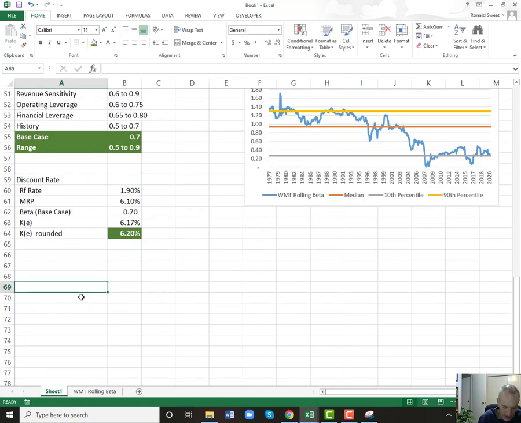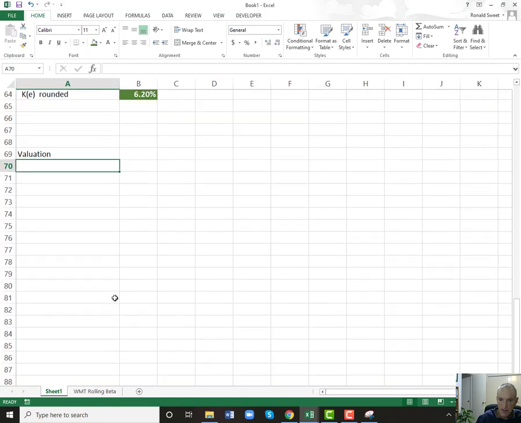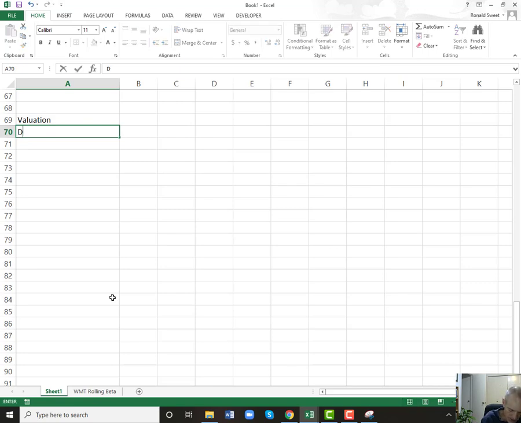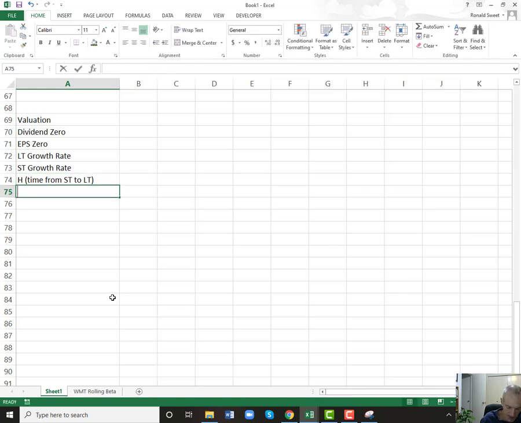So now what we're going to do is valuation. We got the discount rate, now we need valuation. So for valuation, let's just look at all the inputs that we need. First, we need dividend 0. We need earnings per share 0. We need a long-term growth rate. We need a short-term growth rate. We need what's called H, which is the time from short-term to long-term. And we also need an inflation assumption. So that's all the things that we need.